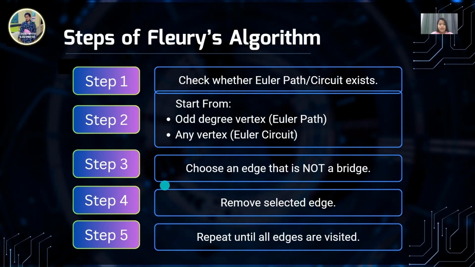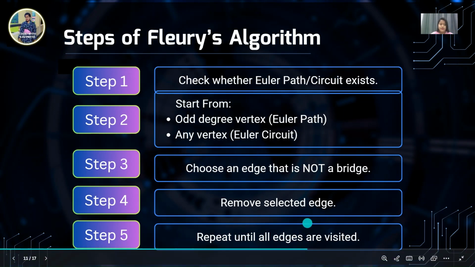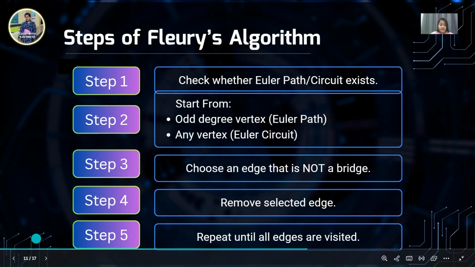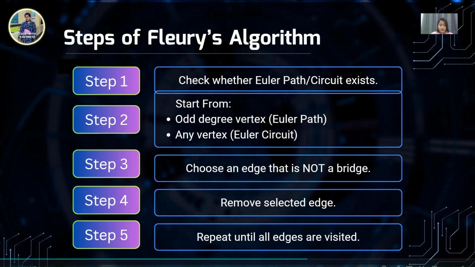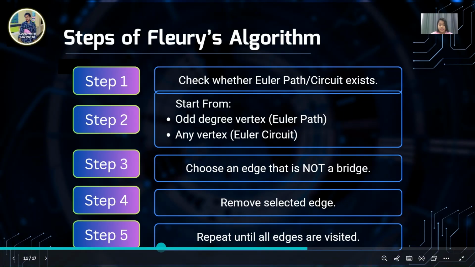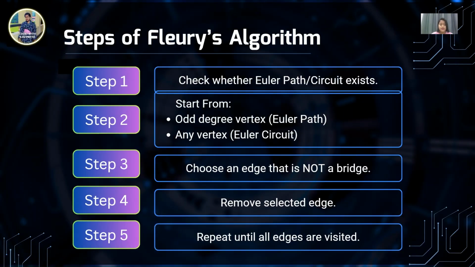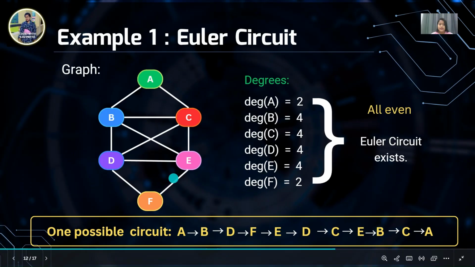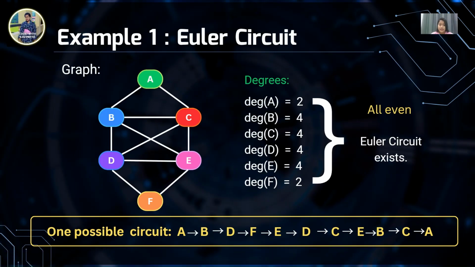Step 3. Choose an edge that is not a bridge. Step 4. Travel through the edge and remove it. Step 5. Repeat the same process until all edges are visited. That's all. Those are the 5 steps of Fleury's algorithm. This graph looks complex, but let's solve it step by step.